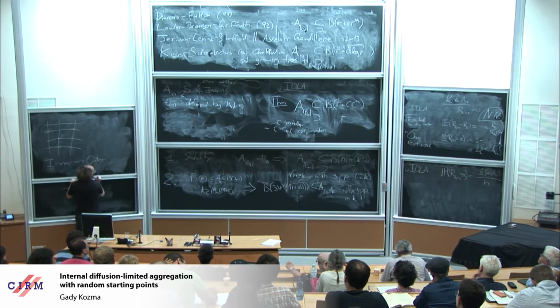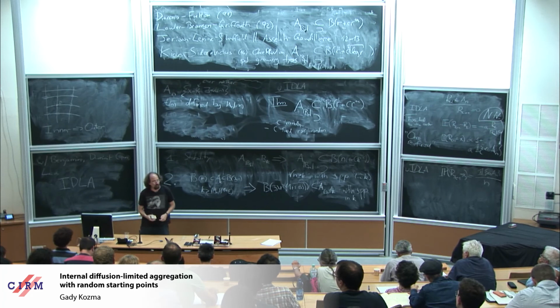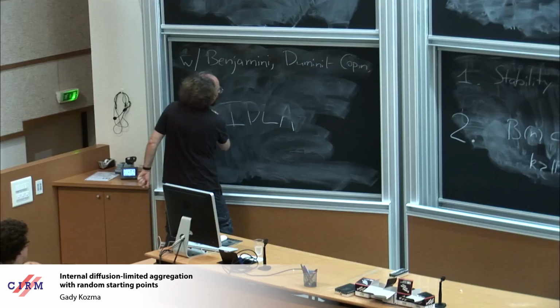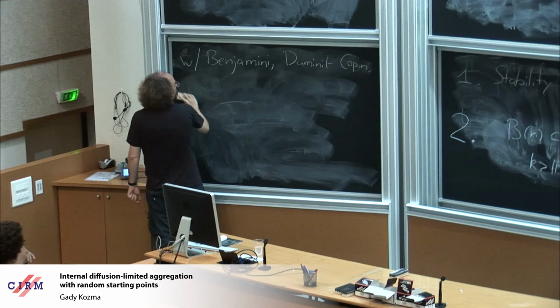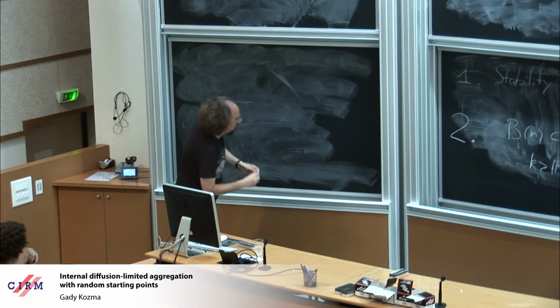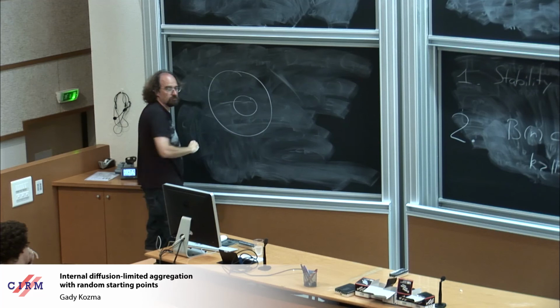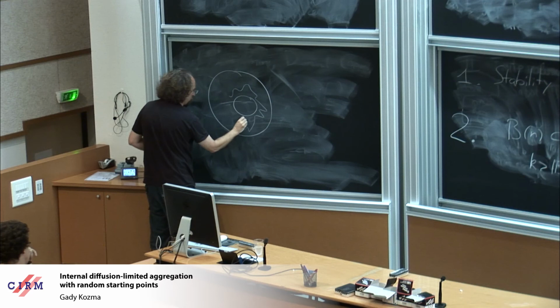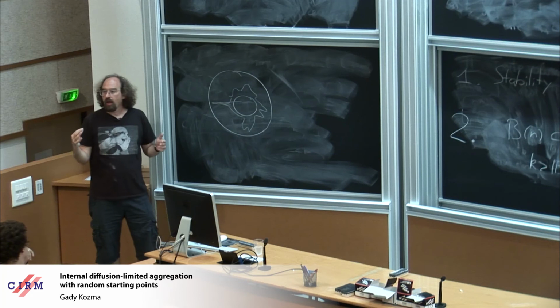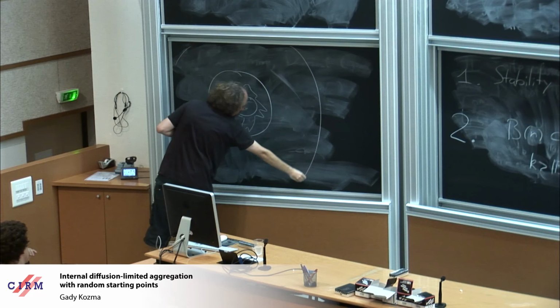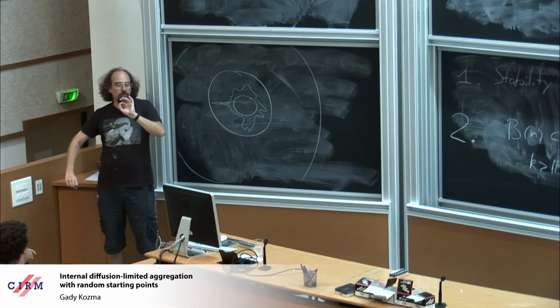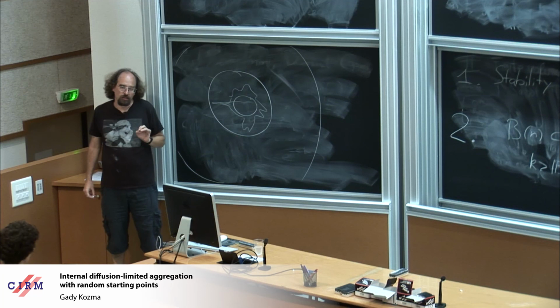Let me just show you the proof of lemma 2 in a picture. So what do we have? We have two balls, and a set that is somewhat in an uncontrollable way between them. And now we want to add particles to get to a larger scale. And now we use a very beautiful property of IDLA, which is that if you know where the particles start, you can add them in any order that you like.